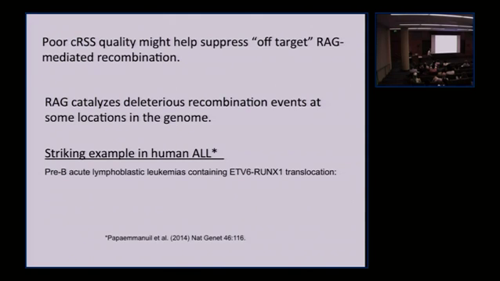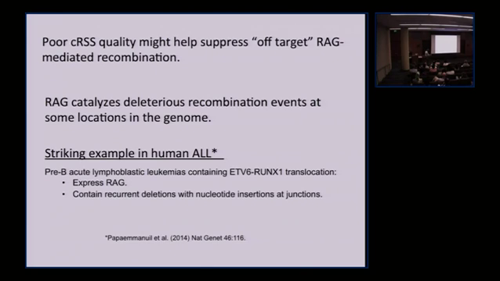And one of the really striking examples of this deleterious recombination was published recently in a paper in Nature Genetics on a particular kind of pre-B ALL. It's an ALL that has an ETV6-RUNX1 translocation. And this paper from Peter Campbell's group showed that these cells, which express RAG, contain recurrent deletions, so different tumors will have almost to the nucleotide the same deletion events.